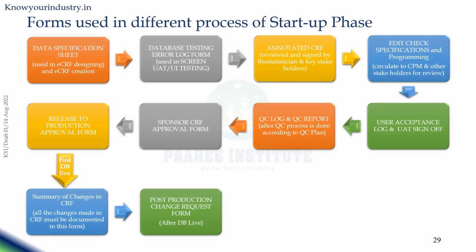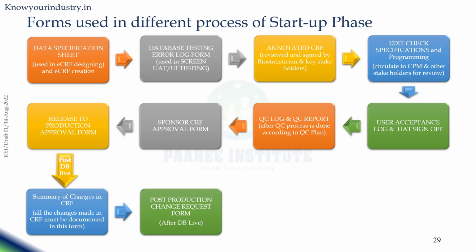There are multiple forms or documents involved in different processes of the startup phase activity. The data specification sheet is used in eCRF designing and CRF creation process. Then a database testing error log form is used for your screen UAT or UI testing. The annotated CRF document is prepared and the same is to be reviewed and signed by the key stakeholders. The EdCheck specification document and programming will be circulated within the operations team or other stakeholders. Then the UAT log and UAT sign-off process, QC log and QC report.